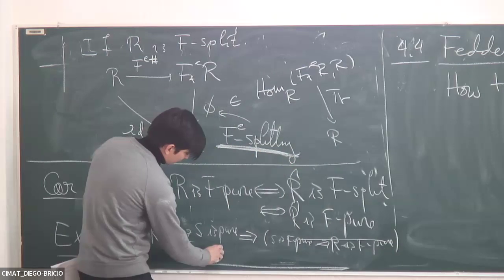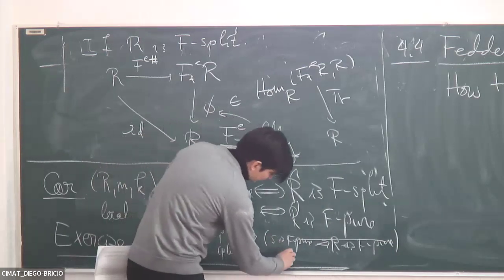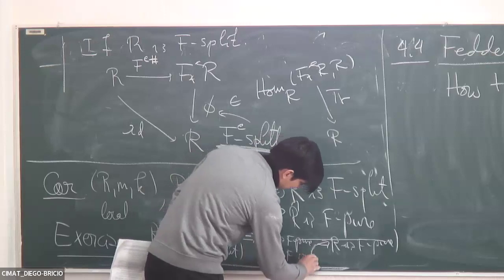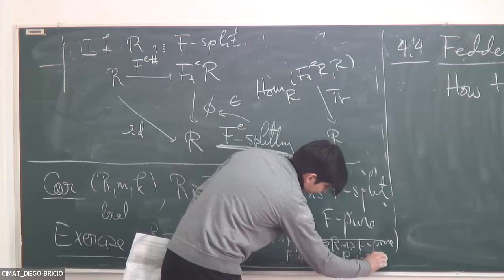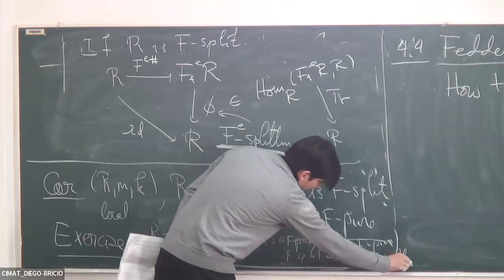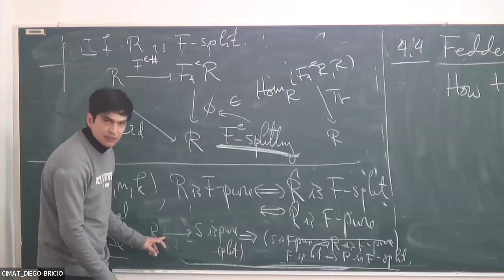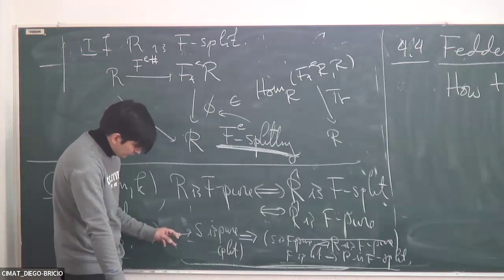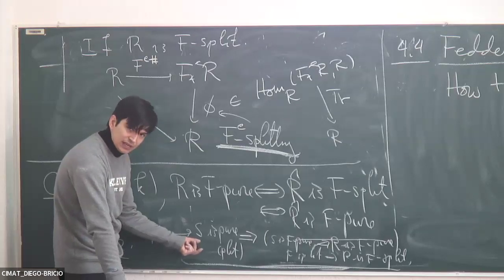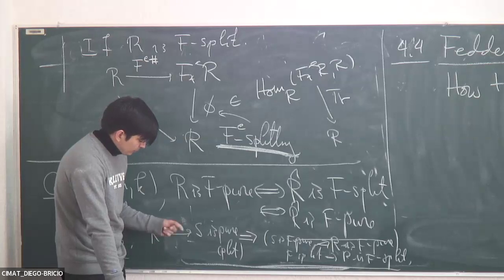And the same thing if you put a split here. If you have a splitting map, this is F-split, then R is F-split. This is an exercise. Again, if you have a map of algebras that has the purity or split property, then you can descend the respective property. And this is going to give you a whole bunch of examples.